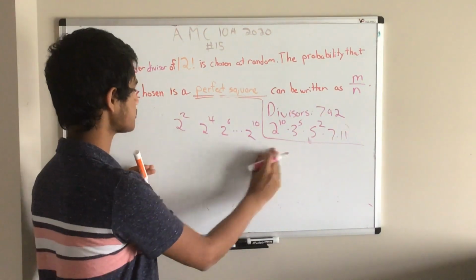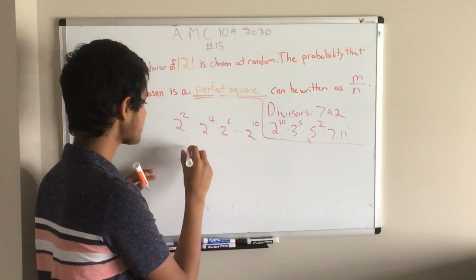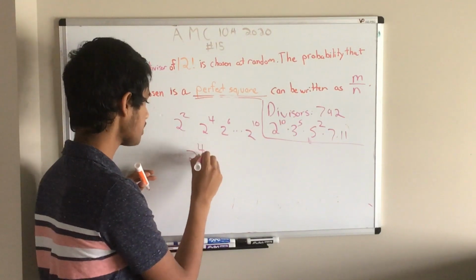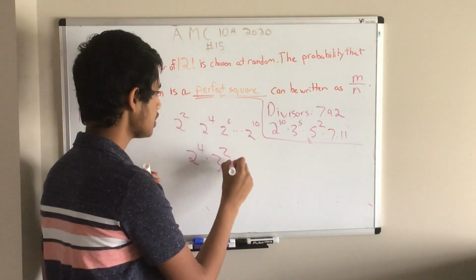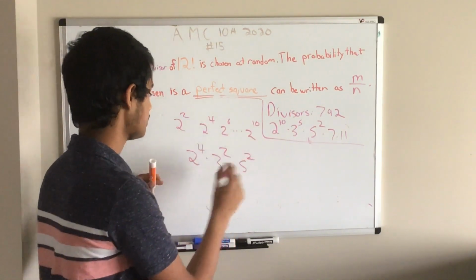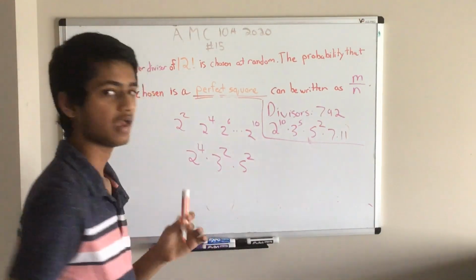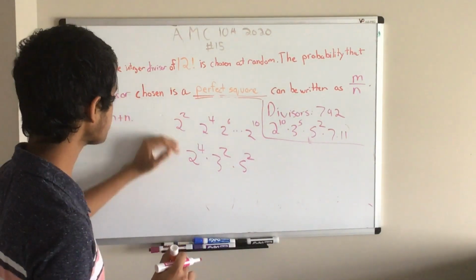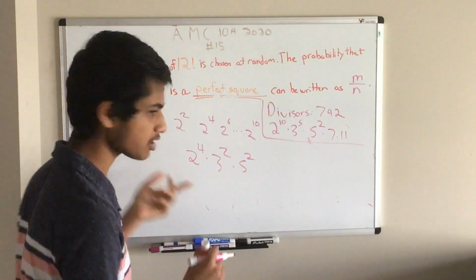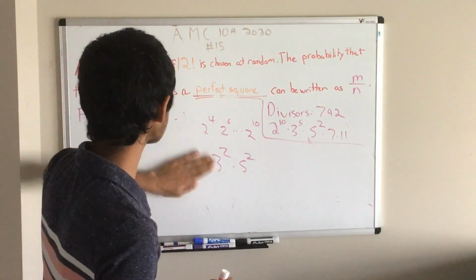So it's not just powers of 2 and powers of 3. It can be something like 2 to the power of 4 times 3 to the power of 2 times 5 to the power of 2. That can be a perfect square. So we need to find the total number of these that exist. So let's start by listing them out and see what happens.